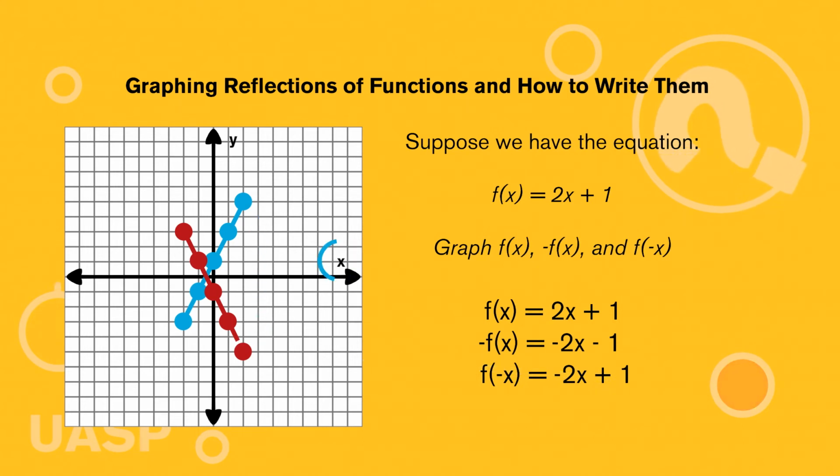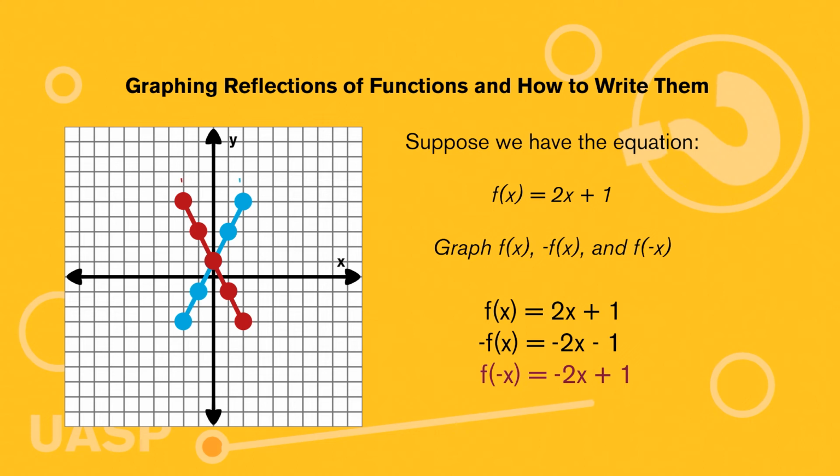Now, let me erase what we have here, and then we'll take a look at what happens when we do f of negative x. For f of negative x, we have a y-intercept of 1 but a negative 2 slope, which means we're going to go up 2 and then to the left, and down 2, right. Perfect.